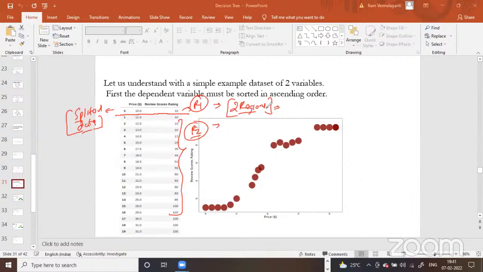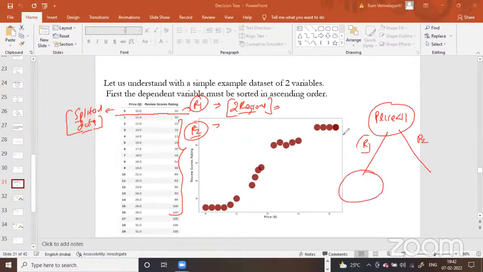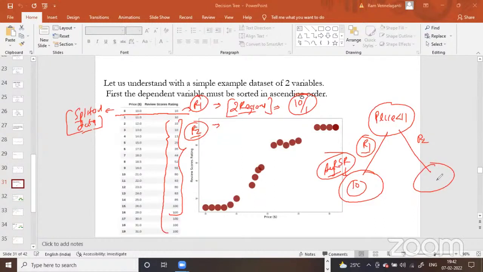Now, what are you going to do? So write down price less than 11. You have partitioned this data into region 1 and region 2 first. What is the average review score rating for region 1? What is 10 by 1? 10. This is the average review score rating. What is the average review score rating for region 2? Add all your observations and divide by n, the total number of observations that you have in region 2. So do that first.